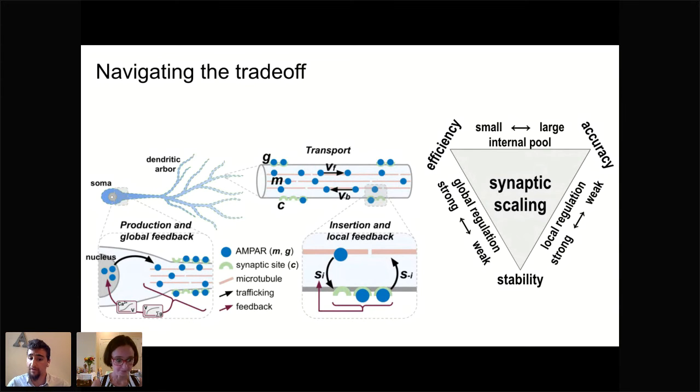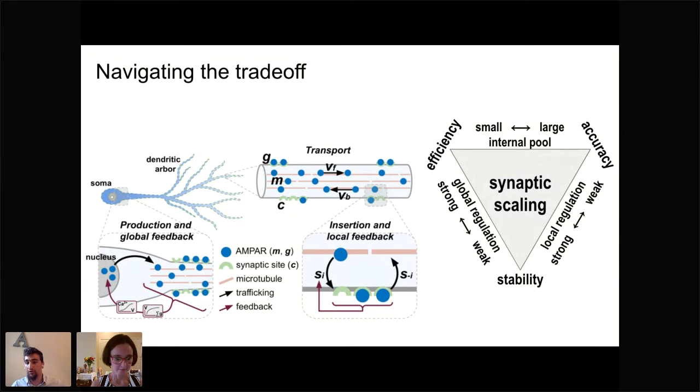I hope that clarifies that. But, yeah, one quick question. Have you looked at GABA A receptors? We haven't looked specifically at GABA A receptors. We expect our model to generalize to many kinds of cargo that might be related, like NMDA receptors as well. But we haven't looked specifically at those.